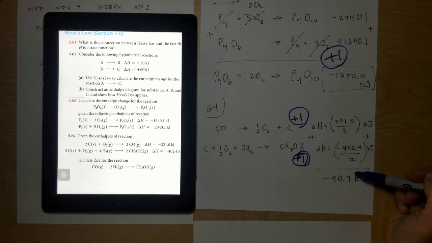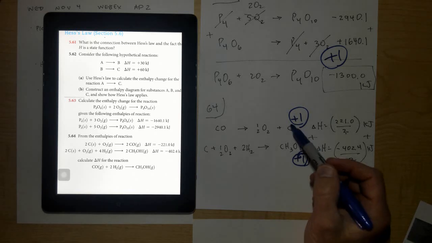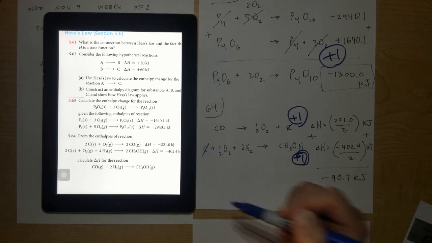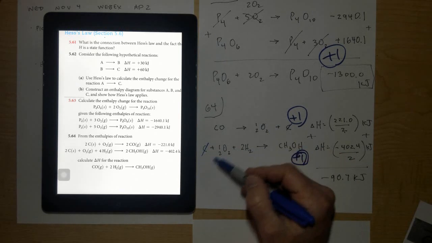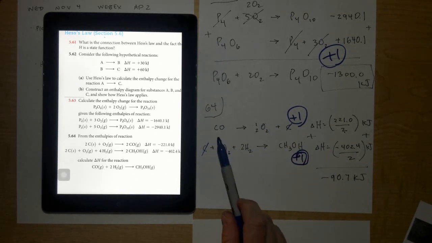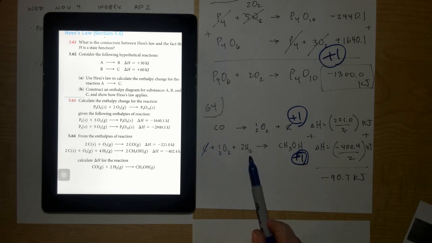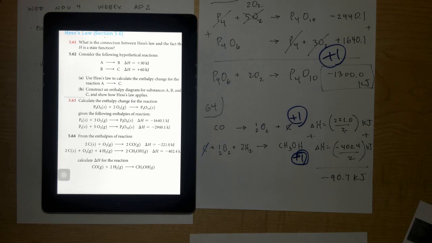And then I add the 2 together, and I end up with negative 90.7 kilojoules. The canceling would work out pretty nicely here because the carbons go with the carbons, the 1/2 O's go with the 1/2 O's, and I'm left with my goal reaction of CO plus 2H2 goes to CH3OH. Questions on 46?